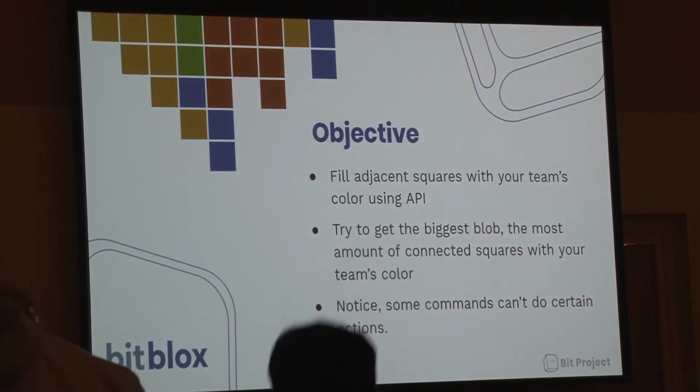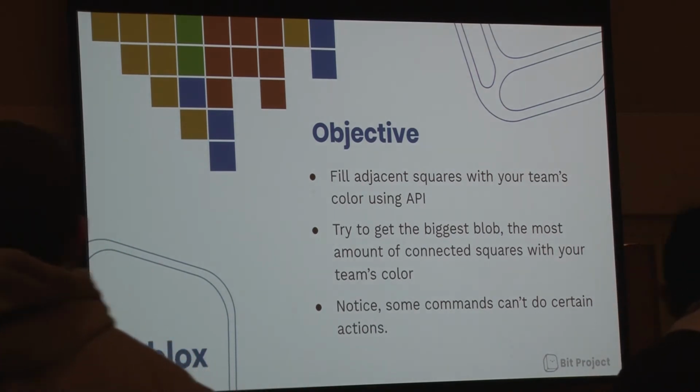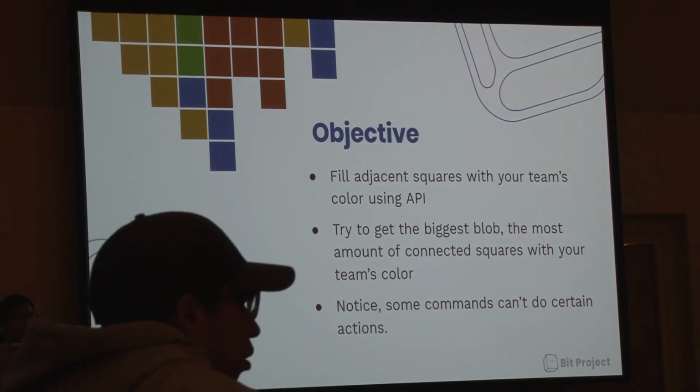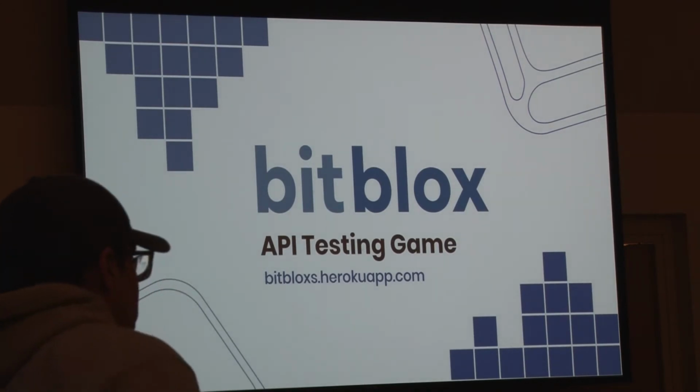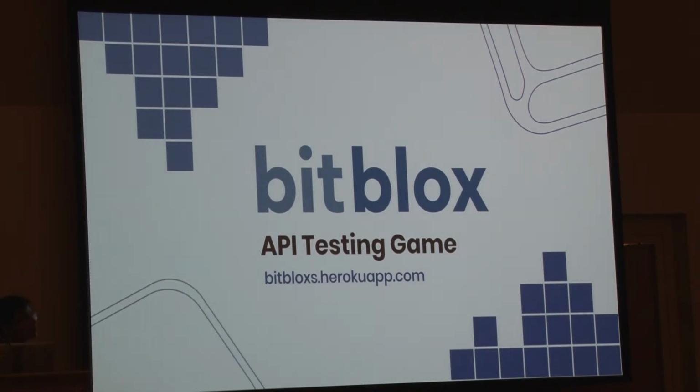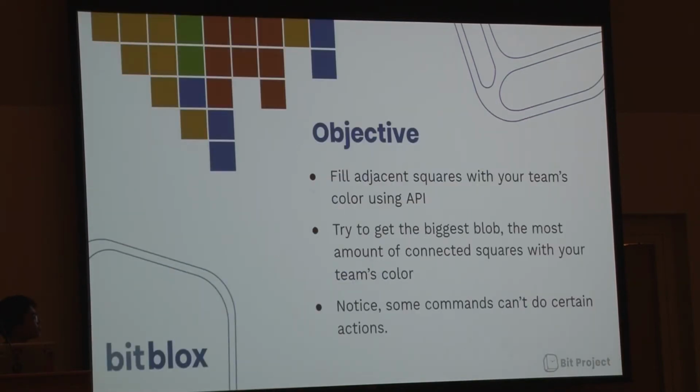Now let's keep this in mind. Your goal is, there's going to be a 20 by 20 board, and if you visit this website right now, we'll give you a chance to look at this later, there should be a 20 by 20 board, and your job is to basically fill adjacent squares with your team's color. Yes, you'll be teaming up later. That'll be fun. Then what you're supposed to do is try to get the biggest blob. Basically, you want to have the most amount of connected squares. And we're going to use API requests to change the color, delete colors, etc.